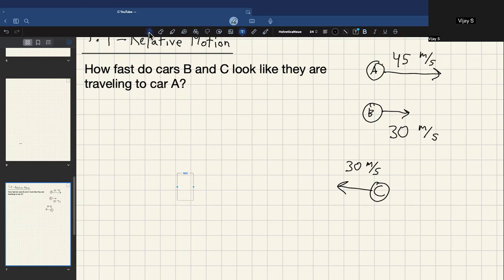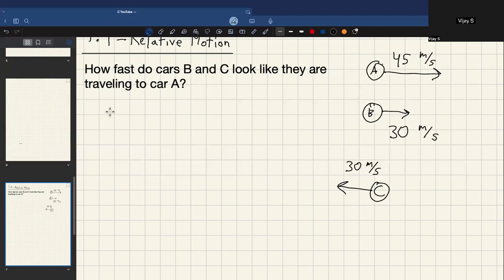Anyway, let's start with car B then. How fast does car B look like it is moving? How fast does car A feel that car B is moving? How fast does car B look relative to car A? That's another way of saying it. There are loads of ways you could phrase that.